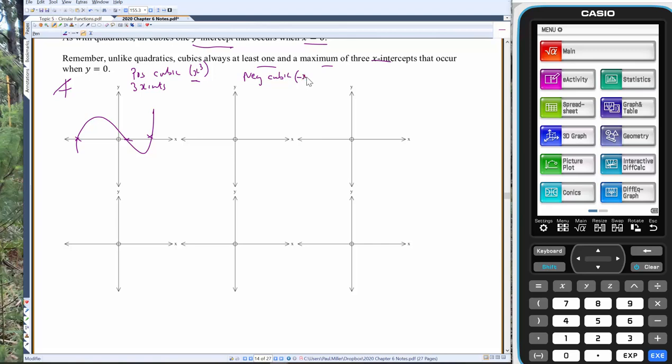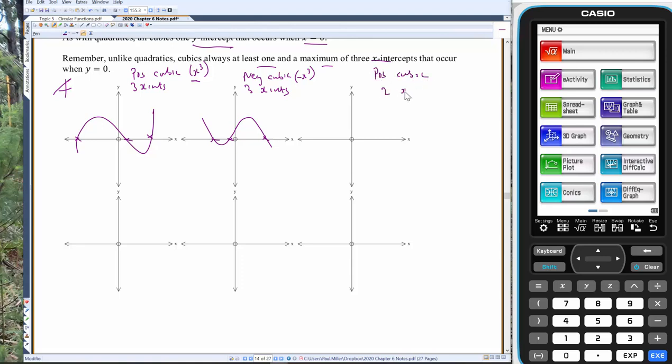Okay, and that would be one where the cube term is negative. All right, well, if you can anticipate that a positive cubic starts with a positive gradient, a negative cubic will start with a negative gradient. So it's going to look like that. So notice there that we've got one of those ones that gets 3 x-ints.